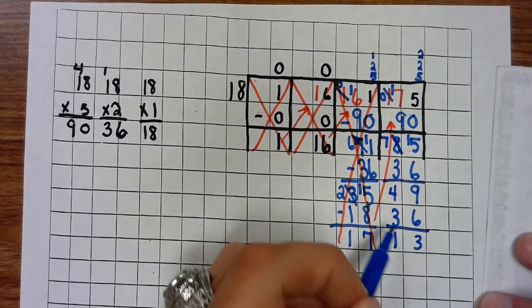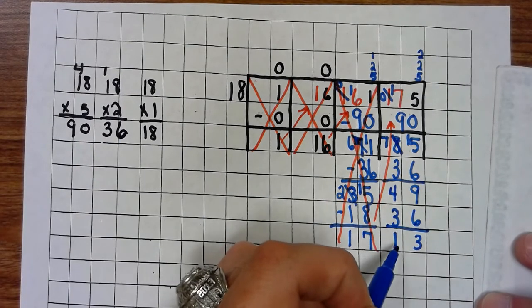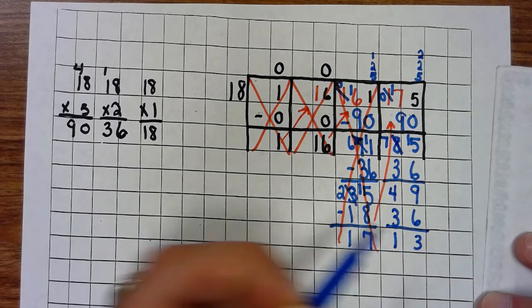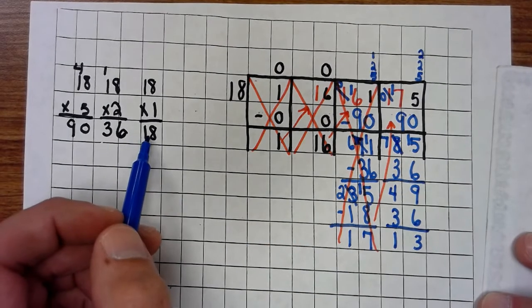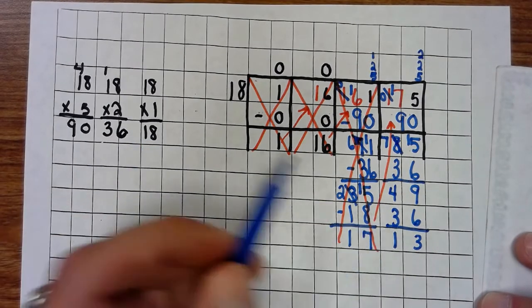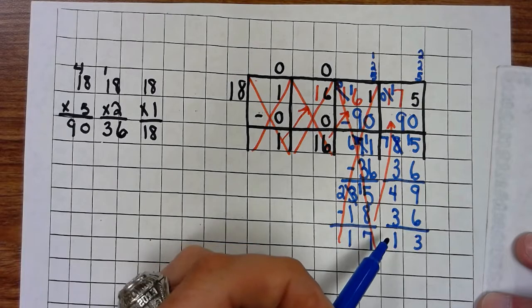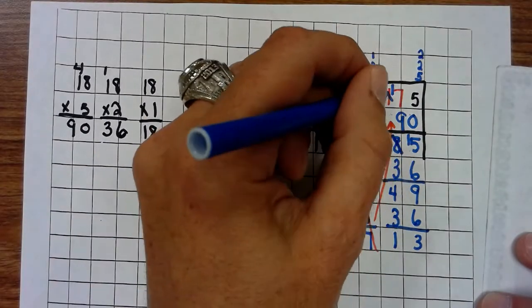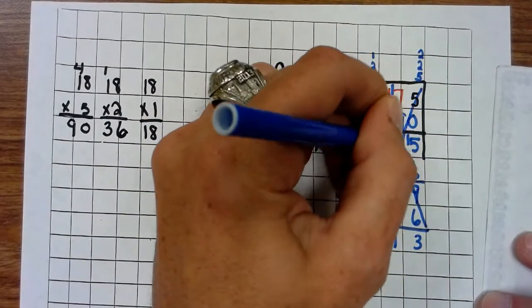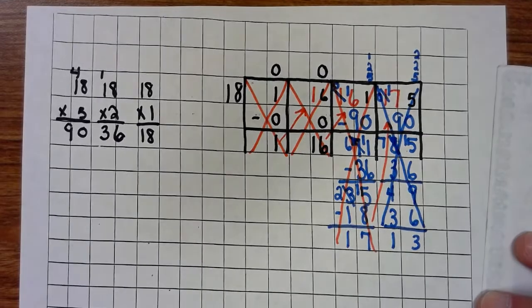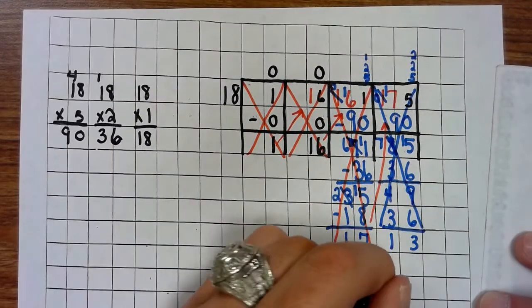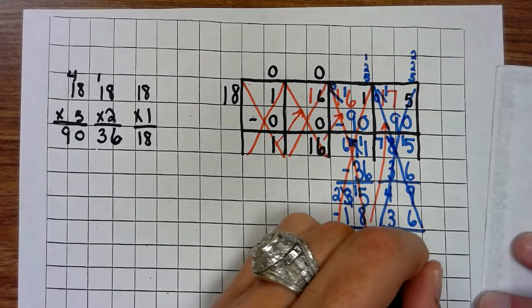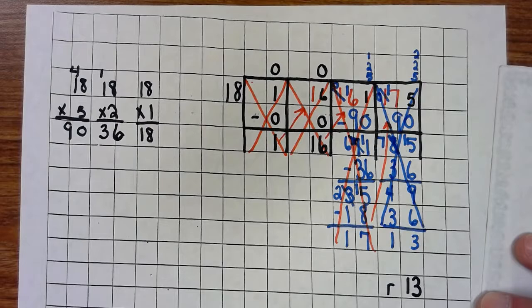Can 36 fit into 13? No, it cannot. 13 is too small. How about 18? No, it cannot because 18 is bigger than 13. I'm now done with that house. And I know my answer is going to have a remainder 13.